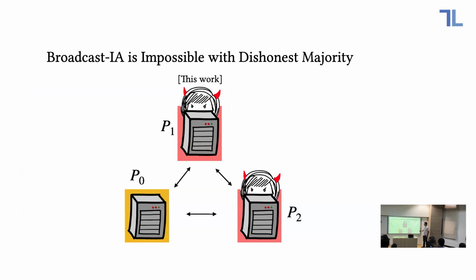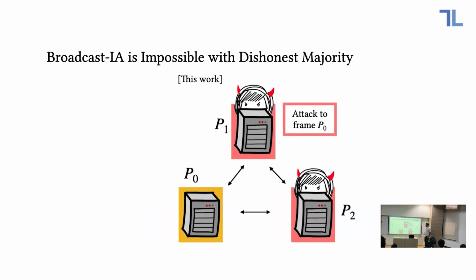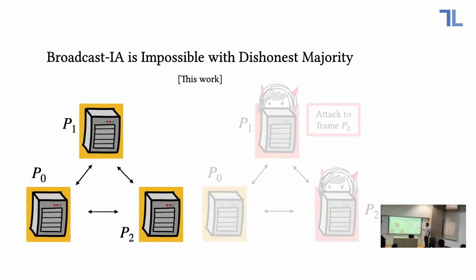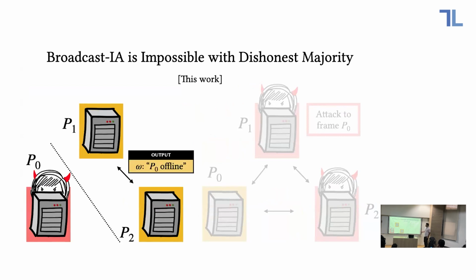So let's say I have three parties, two of whom are corrupt, P1 and P2. I'll show that there's always going to be an attack to frame P0. So assume towards contradiction that there is a protocol that achieves broadcast IA in this setting, and I'll show that there's always going to be an attack on such a protocol. So consider the alternative scenario where it's actually P0 that's the one that's corrupt. So what P0 could do is just cut itself off from P1 and P2, right? And by virtue of the definition of BCIA, we can argue that P1 and P2 must necessarily output a certificate saying that P0 is offline.